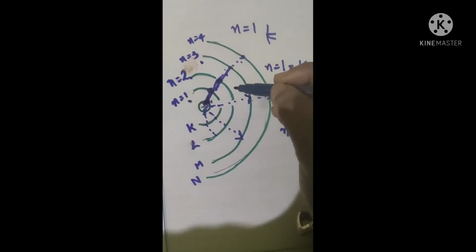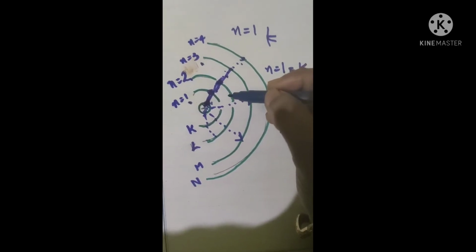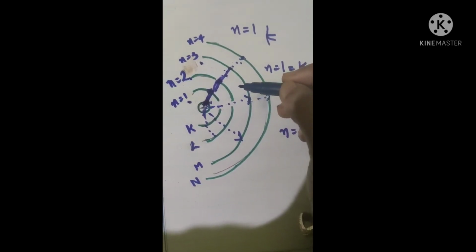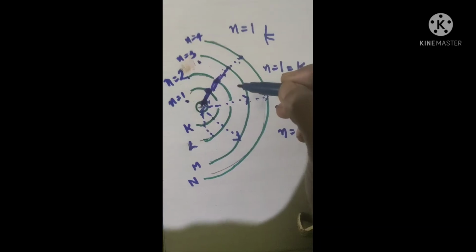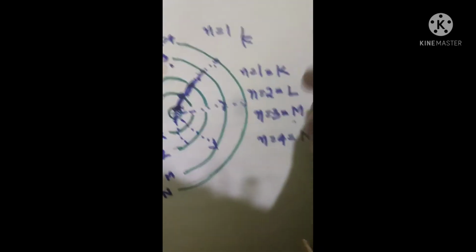n can have any integral value from 1 to infinity. The energy levels 1, 2, 3, 4, 5, 6, etc. are also designated by letters.